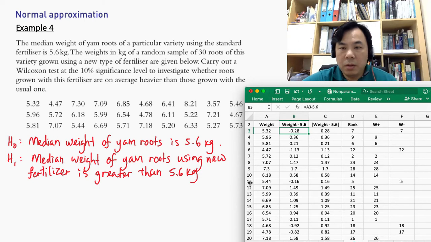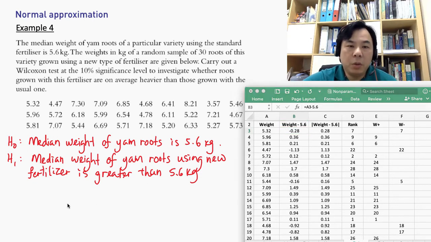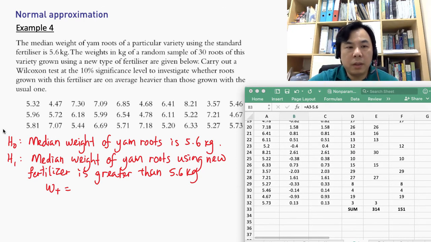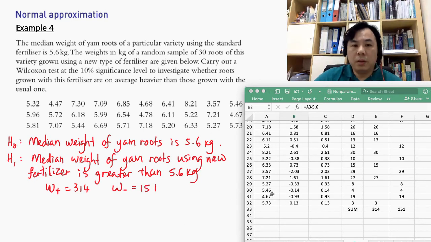From here we should be able to obtain the sum of positive ranks. So we write down the sum of positive ranks, which is 314. And the sum of negative ranks is 151. That's what we have at this point.